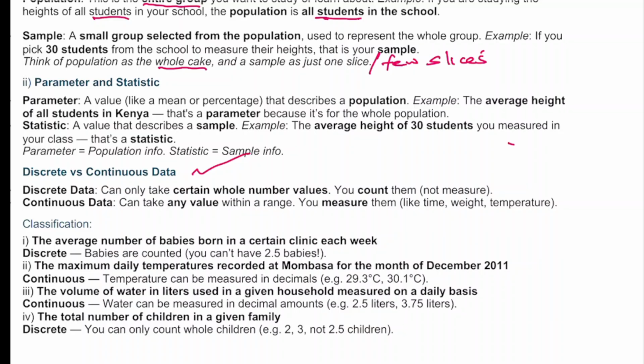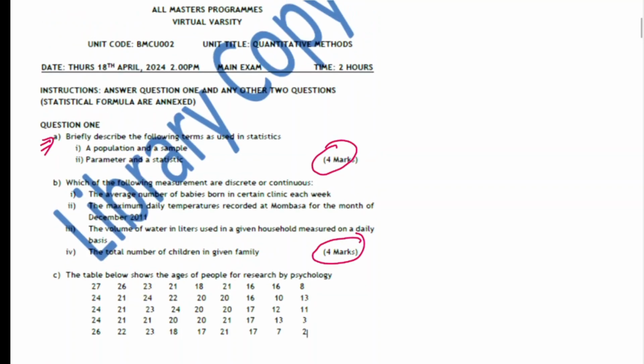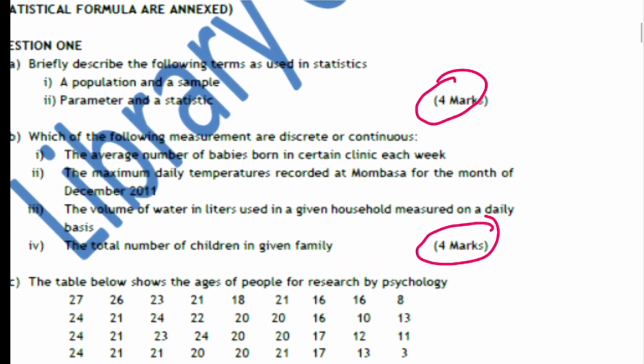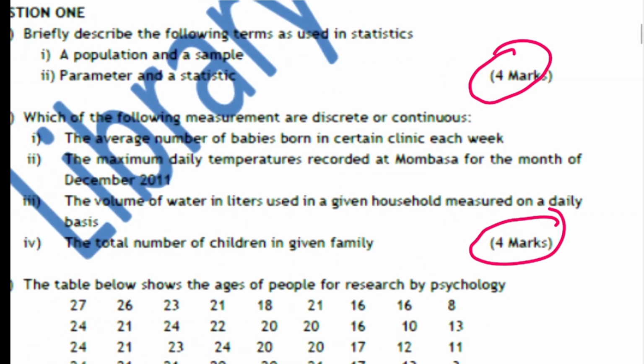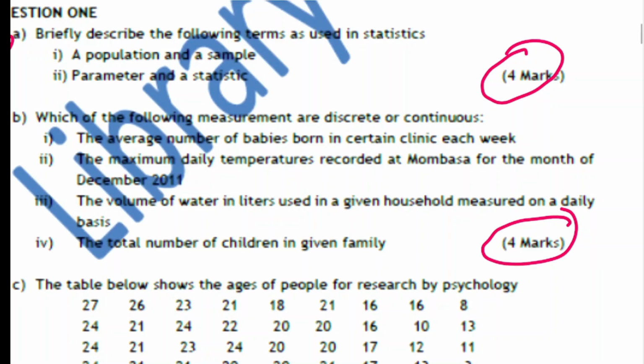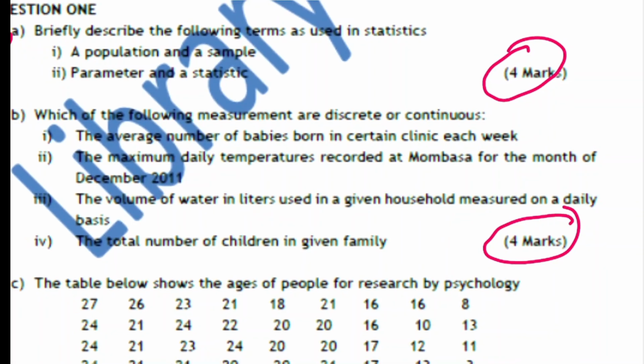So having learned the difference between the two, if I take you back to our question, we will participate here to know if we are listening. I know my screen might not be clear depending on the paper I have and also your data. So which one of the following measurements are discrete or continuous? Remember, I described what discrete is and what continuous is.